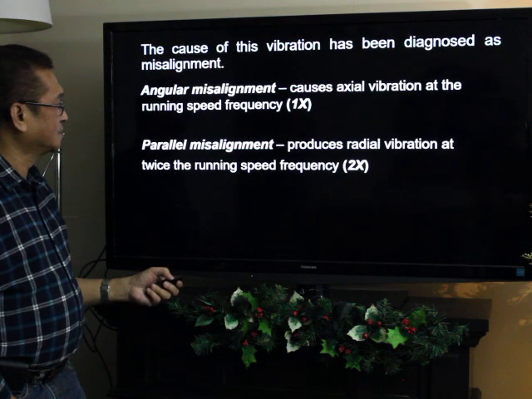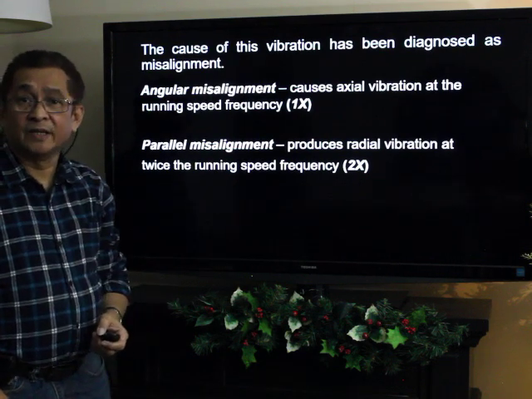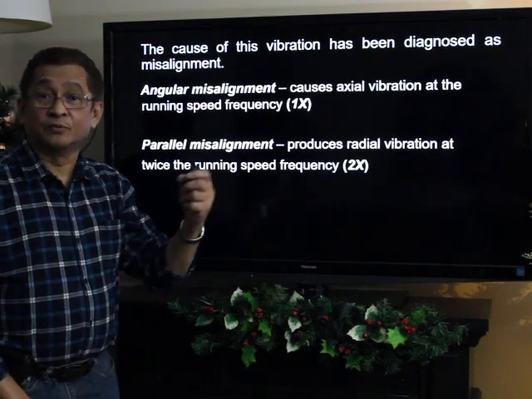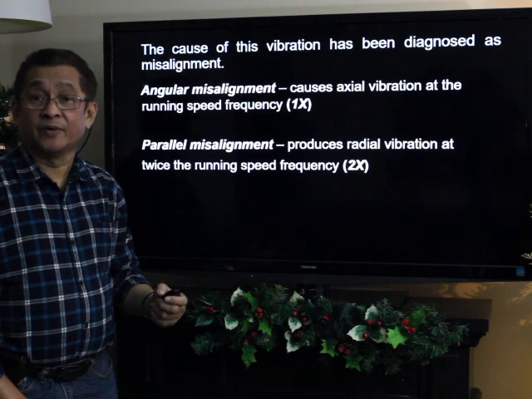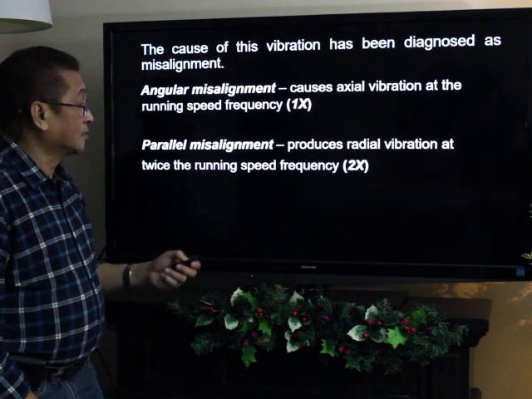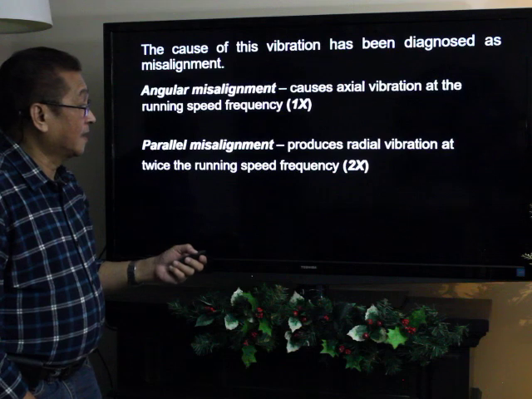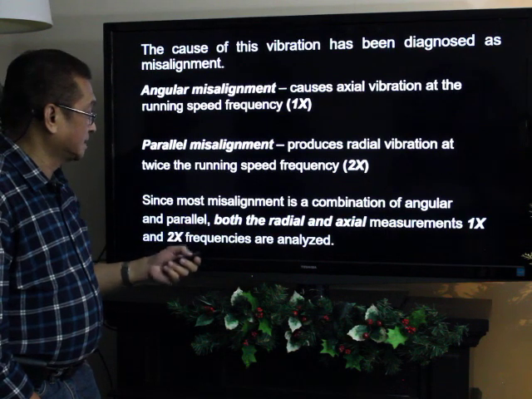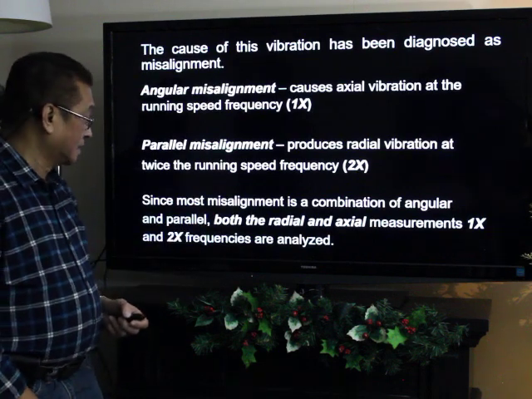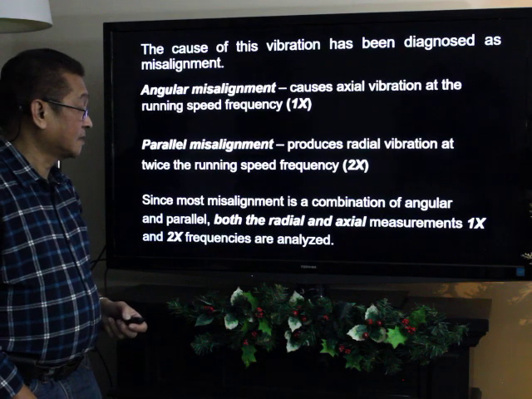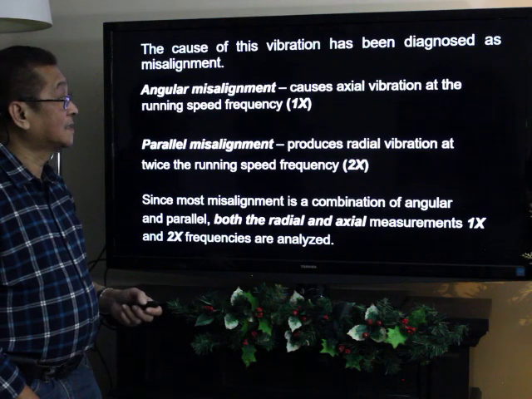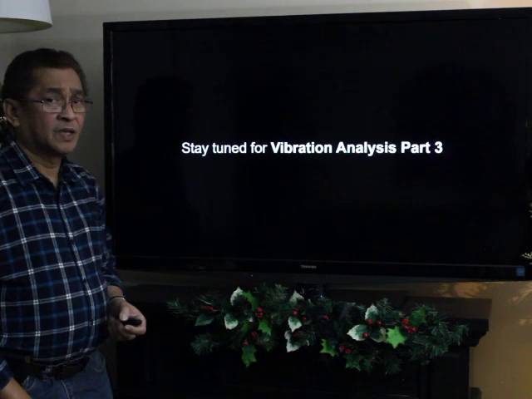So correction has to be done. It has to be realigned using a laser alignment tool. And then after you do the alignment, you have to check it again by taking the vibration measurements, so that you will be sure that it will always fall within the ISO standard, or you will see a lot of improvement. Since most misalignment are a combination of angular and parallel, both the radial and the axial measurements at 1X and 2X frequencies are analyzed.